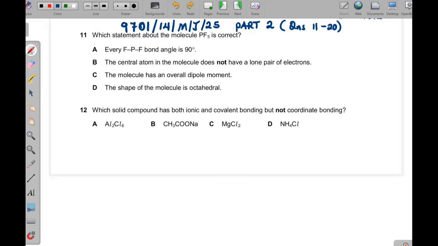Part 2, this is for questions 11 to 20. Question 11, which statement about the molecule phosphorus pentafluoride is correct? Option A says every fluorine to phosphorus to fluorine bond angle is 90 degrees. Let's look at the structure.